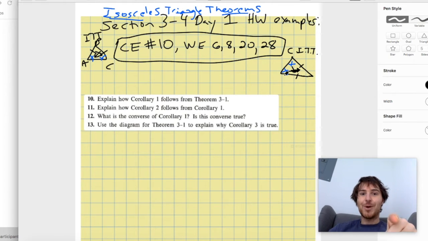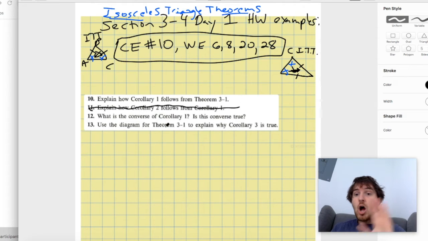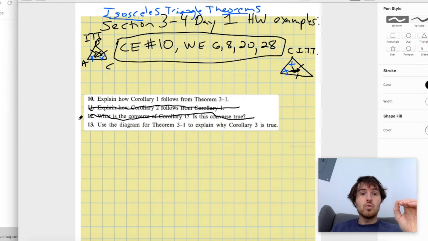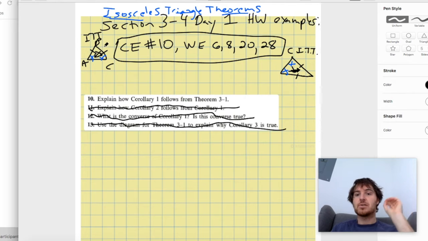But what we're going to get into right now is classroom exercises number 10, okay? So I'm going to cross out these other ones here because you have to actually justify a bunch of the other theorems during this section. That's part of your homework here, okay? Because remember, these are 2 of the theorems. The ITT is one, the main theorem of the section. Start with congruent sides of a triangle, you know those base angles are congruent. The converse ITT is right here. And then these theorems have corollaries. They have things that follow from them, okay? So in problem number 11, you're going to explain how corollary 2 follows from corollary 1.